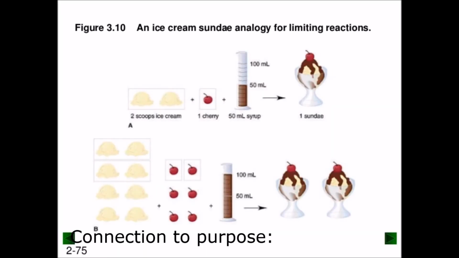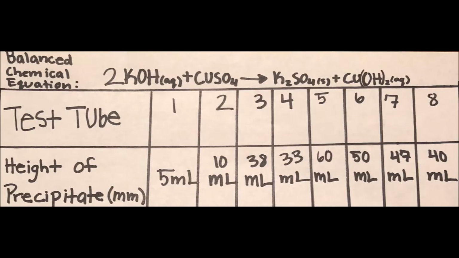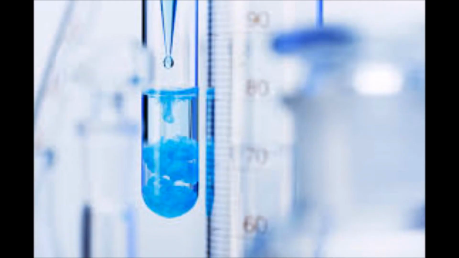We also saw that from test tubes 1 through 4, the limiting reactant is potassium hydroxide, and from test tubes 5 through 8, copper sulfate is the limiting reactant. When the potassium hydroxide was the excess reactant, there was more precipitant and it was less diluted by the water.